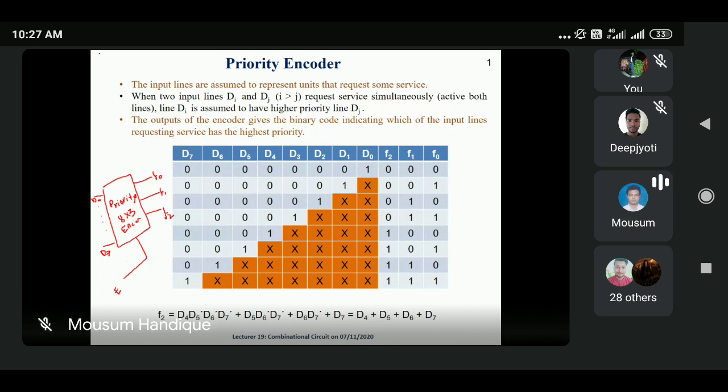If you are using a not gate here, then when you supply 0, suppose I am inserting a 0, this particular encoder is active due to the not gate. If you are not using any not gate, then 1 means it is active and 0 means it is deactivated. It is very simple.